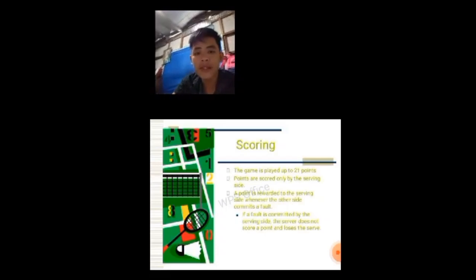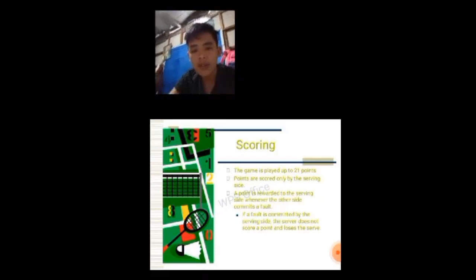If a fault is committed by the serving side, the server does not score a point and loses the serve. Fault means any infraction of the rules which results in the loss of service if made by the server or loss of point if made by the receiver.